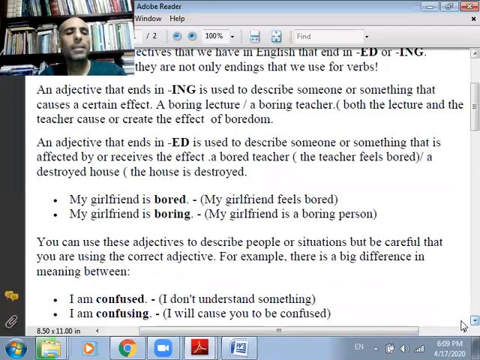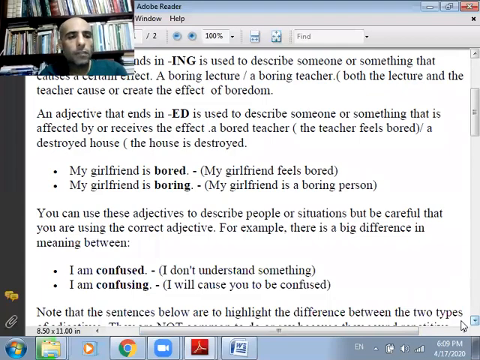بعد كده عندنا adjectives ending in ed. An adjective that ends in ed is used to describe someone or something that is affected by or receives the effect. يبقى لما أقول a bored teacher يبقى the teacher feels bored. لكن a boring teacher the teacher creates the effect, the feeling of boredom.